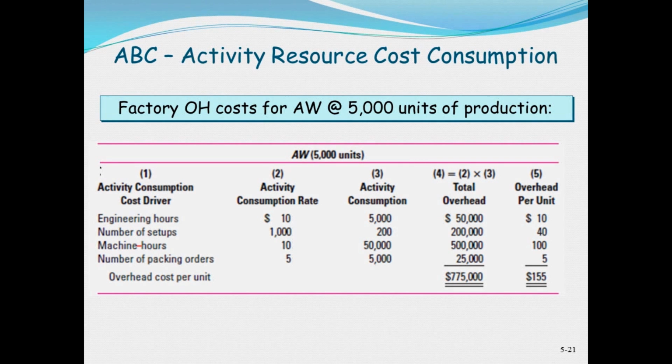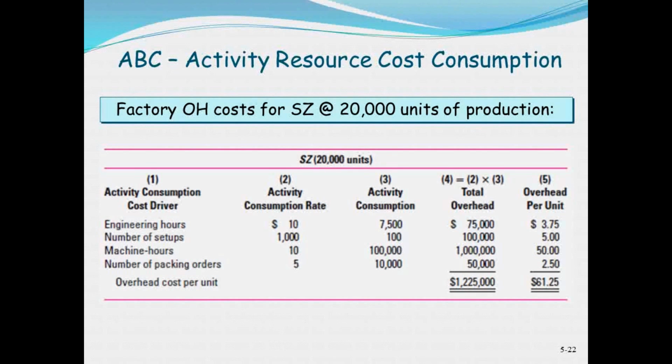Not a surprise. Generally, high-end and low-volume products take a disproportionate amount of resources to be completed. And so high-volume products tend to pay for the high cost of the high-end product. We did the same thing for SD, and their overhead was $61.25. And as you expect, the total overhead still has to be $2 million. That doesn't change. So the $725,000 and the $1.25 million add up.